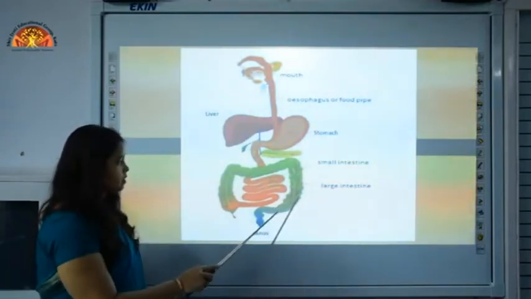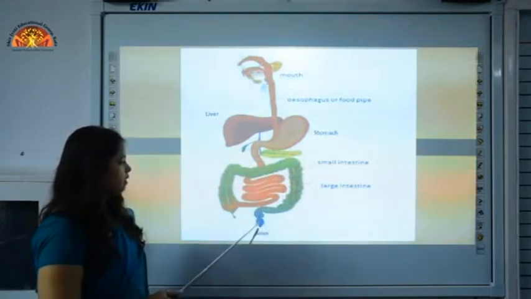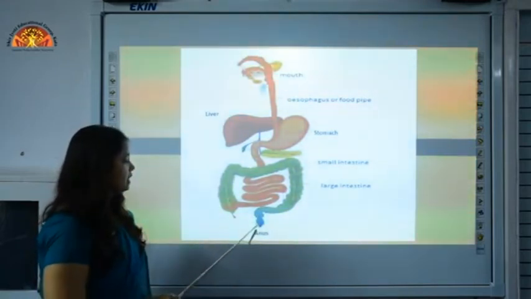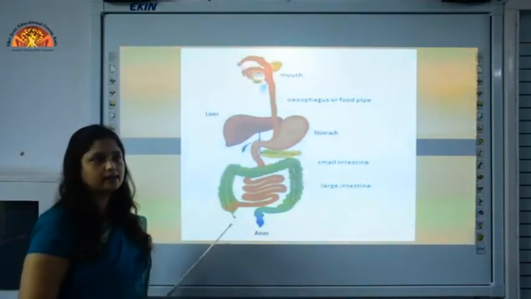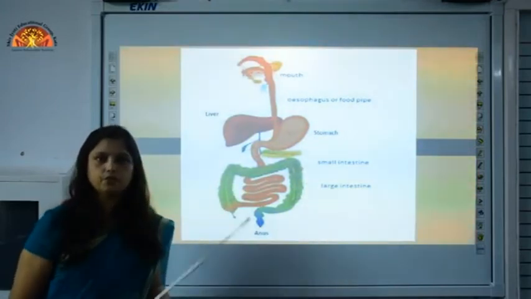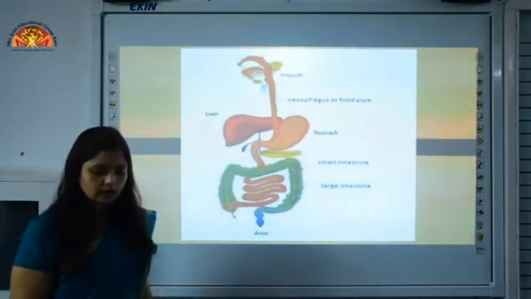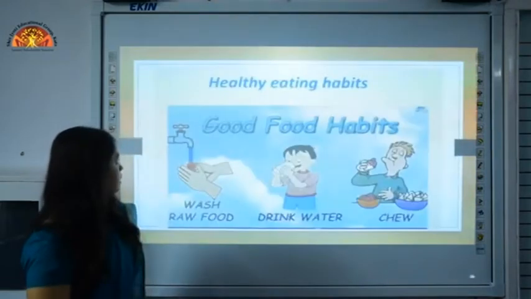Now this undigested matter comes to the end of the large intestine and there is an opening present over there. This opening is called the anus, and through the anus this undigested matter is removed out of our body. So in this way the process of digestion takes place.